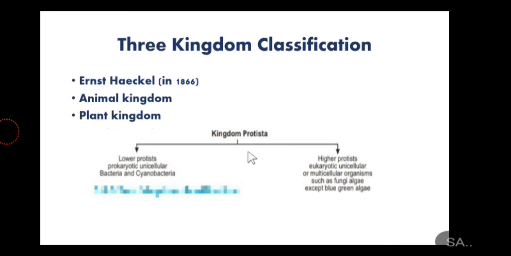two different groups. One was of lower protists and the other was of higher protists. So lower protists, they were prokaryotic unicellular, like they were single celled, and they were prokaryote since they did not possess the true nucleus, like their nuclear material was not enveloped by a nuclear membrane. So lower protists included bacteria and cyanobacteria. However, higher protists, they all were eukaryotic, unicellular or multicellular organisms like fungi, algae, except blue-green algae.